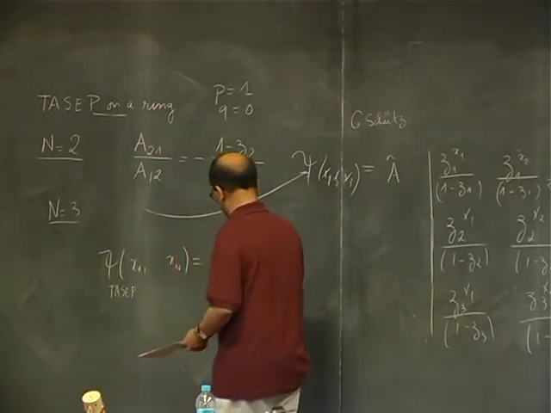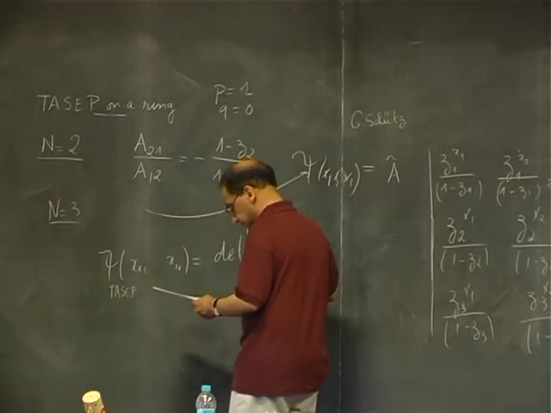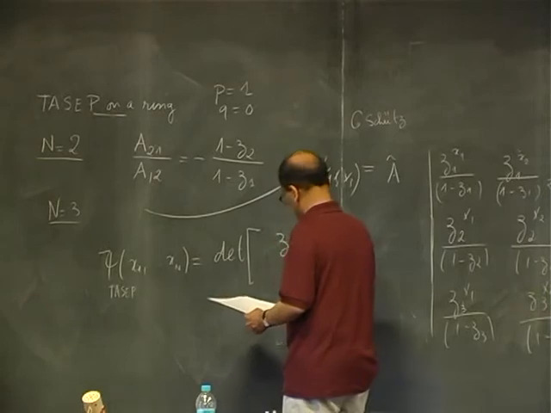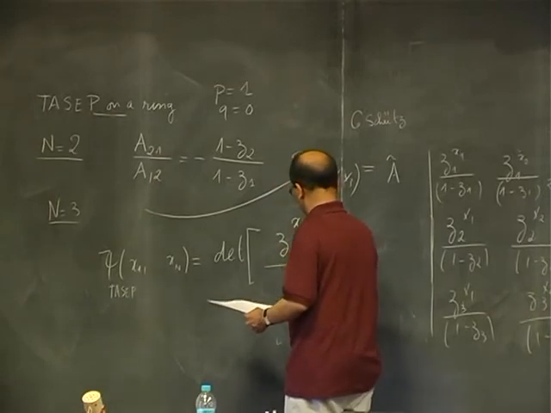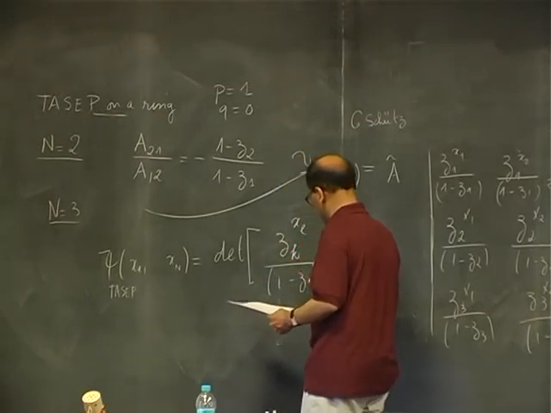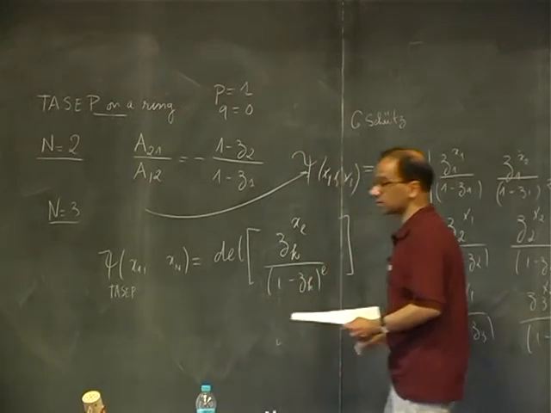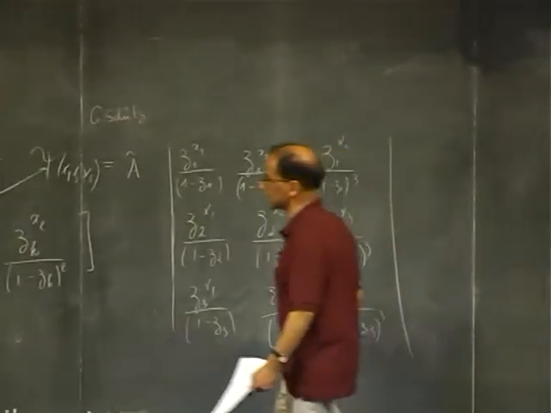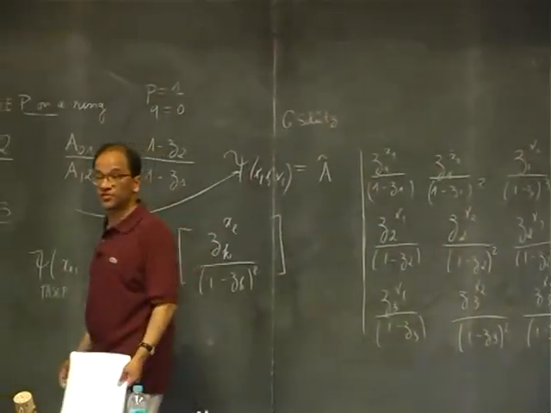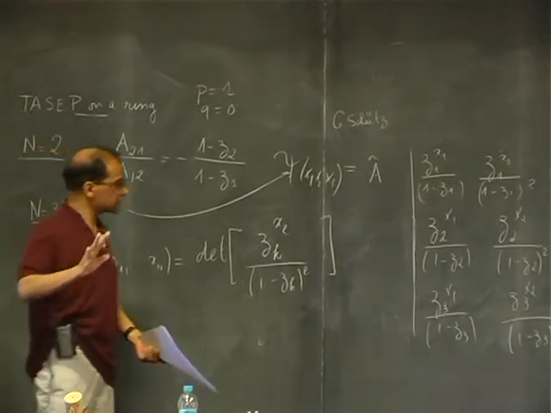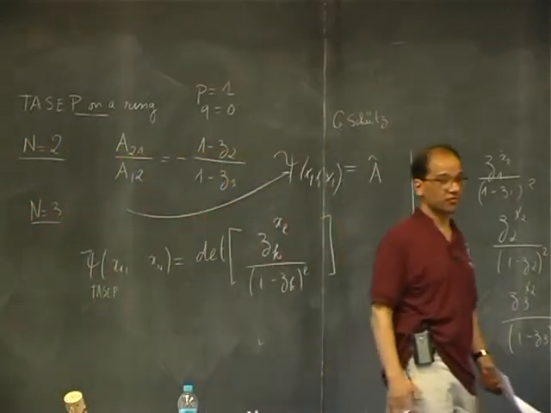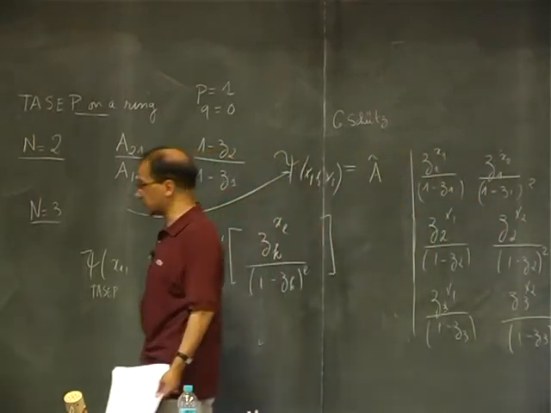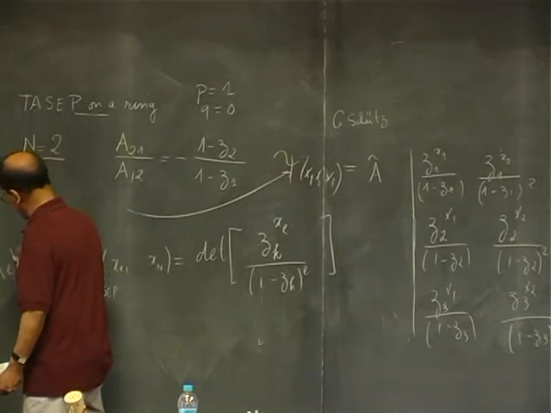And I will write it like the determinant of z_k to the power x_l over 1 minus z_k to the power L. It's exactly the same thing. This is the generic term. This tells you that, in fact, the TASEP is a very special process which belongs to a class of extremely important mathematical processes, which are a huge chapter, really, of probability theory. It's a determinantal process.